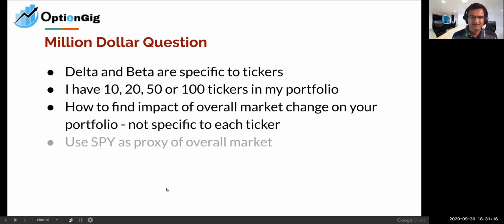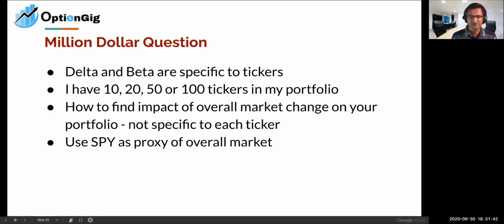So that's where we look at how to find out the impact of, let's say, what the market has done and how it's going to impact my overall portfolio. Again, not at an individual ticker level. You're looking at when the market moves, how will my portfolio move? I just need to know that.